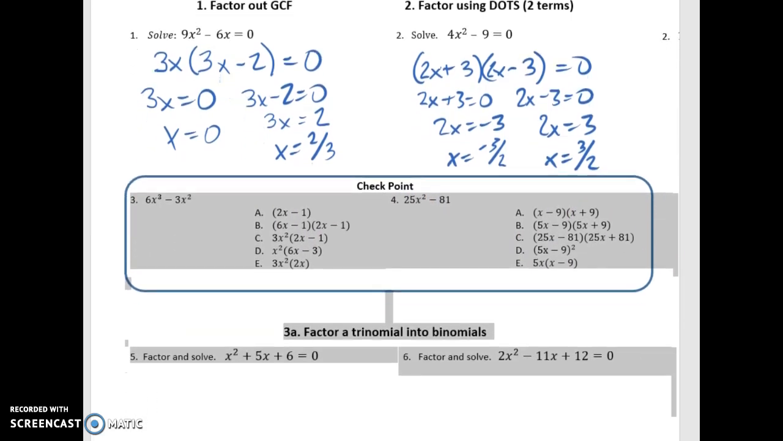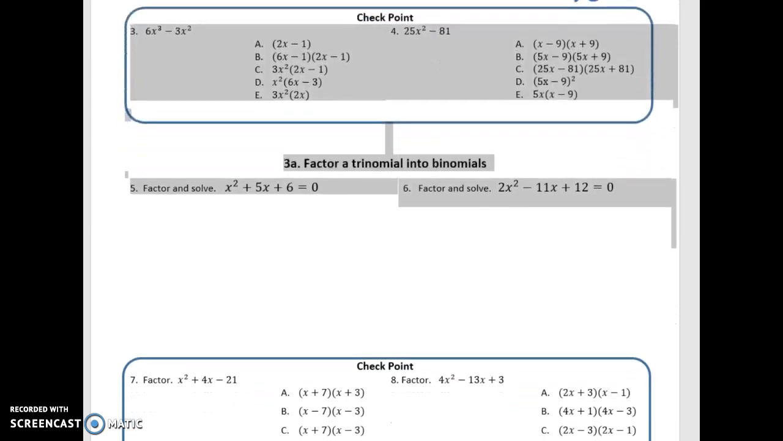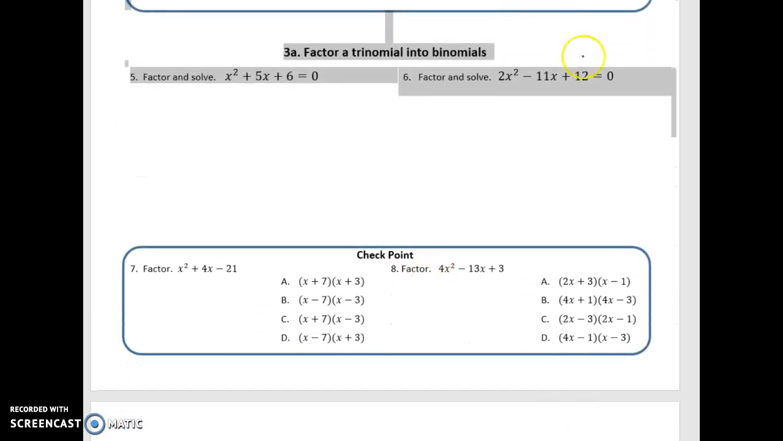We're going to go on down here to the bottom. Factoring a trinomial into two binomials. So if we factor and solve this, start out with your two parentheses. Oops, better fix that.